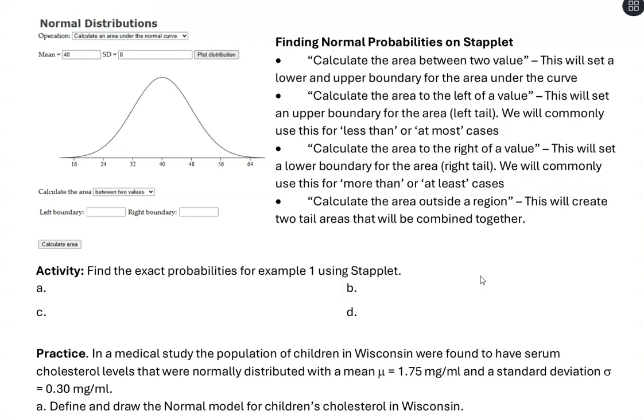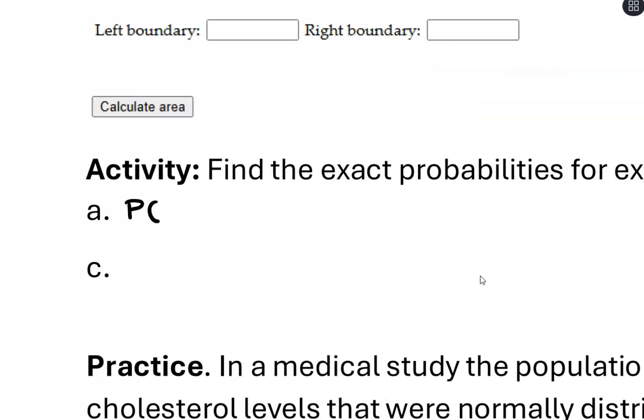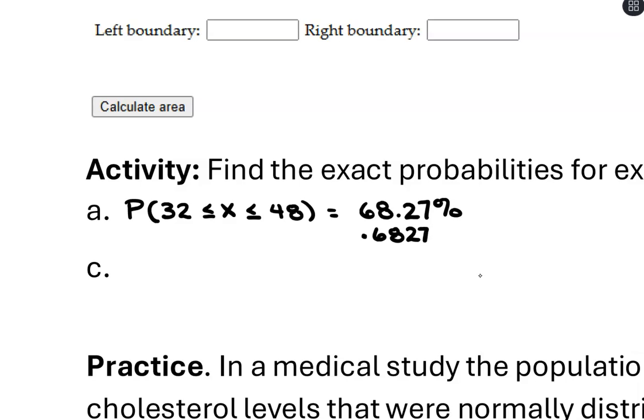So for this one, what we were finding is the probability. So for my probability notation, this would be 32 less than or equal to my random variable x, less than or equal to 48. And that was 68.27%. Again, my OpenMath will sometimes want the decimal form, so you just have to translate between the two. To know whether or not it wants the decimal form, it's kind of easier to see. If it wants the percentage, the answer box will have a percent symbol next to it. But typically, all other times, it'll want the decimal.